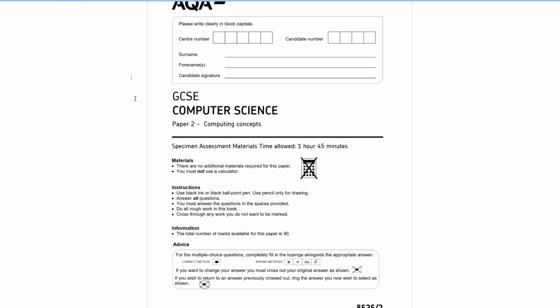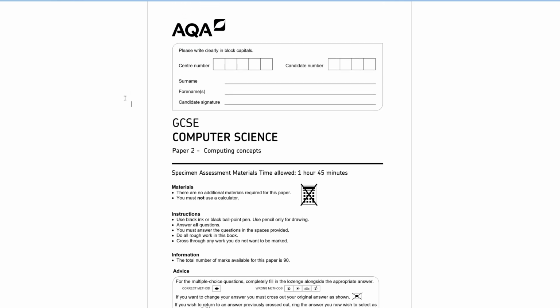So this is really important to try this paper, especially if you're watching this fairly soon when I'm recording it, because there aren't really any past papers available for this current course at the time of me recording this. Of course, down the line there hopefully will be many past papers for you to try.